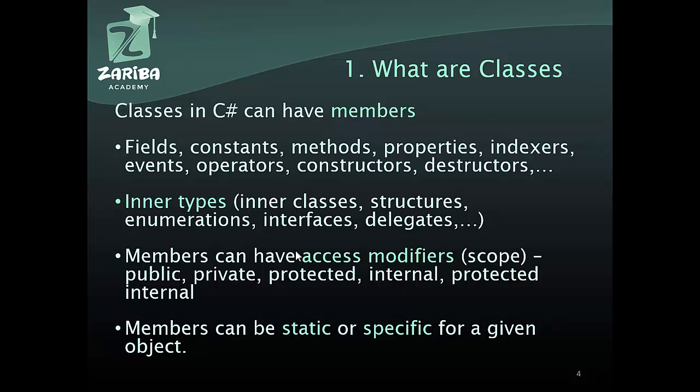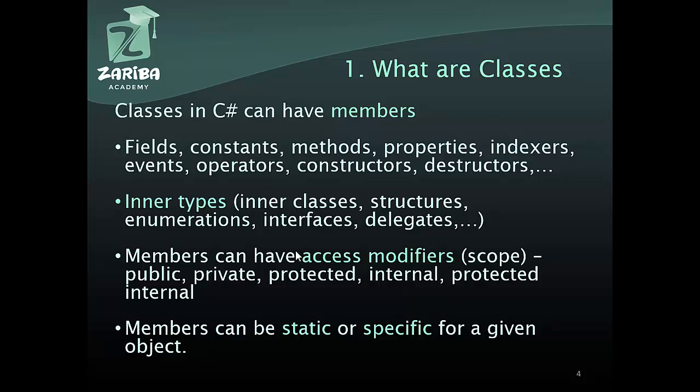So, okay, classes in C# can have members. So members can be one of the following: fields, constants, methods, properties, indexers, events, operators, constructors, and so on. So quite a lot of them. We will not be doing all of them in this lecture, definitely. Some of them are a bit more complicated. Others we'll see. So the most important ones we'll see today. You can also have inner types, so something like an inner class, structs or structures, enumerations, interfaces, delegates, and so on.